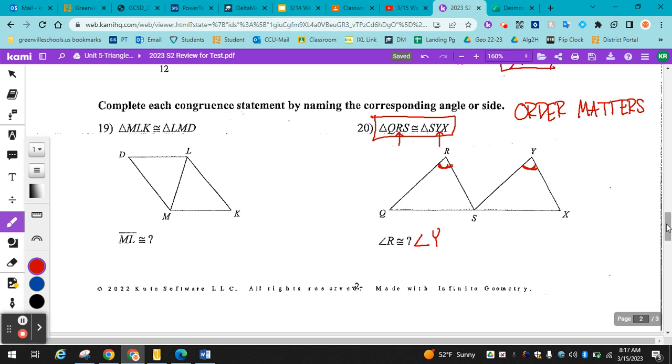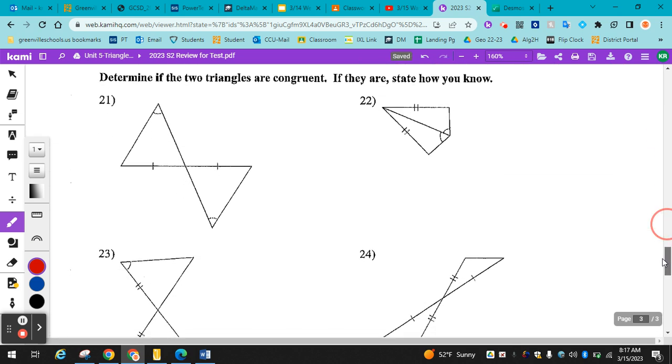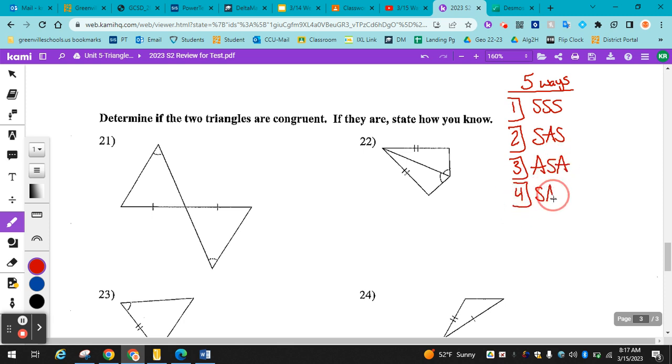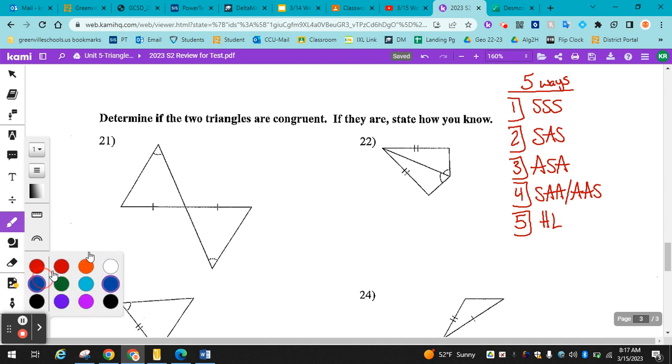Okay, on to the back. Determine if they're congruent. State how. So 5 ways to know they're congruent. We have side, side, side, the easiest one. We have side, angle, side. We have angle, side, angle. We have side, angle, angle, or if you reverse it, angle, angle, side. These all reversed are the same thing, so that's why we don't reverse that one. And lastly, hypotenuse leg. Order matters on these too.